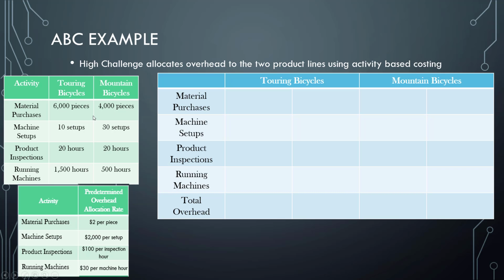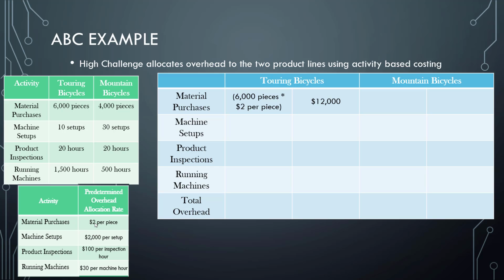So now that we have the quantity of the activity for each of our different product lines, and we have a predetermined overhead allocation rate for each of our different activities, we can just take how much of a driver each product's going to take, multiply it by that rate, and that's how much cost we're going to assign to that particular model. So for the touring bikes, material purchases, they are planning on purchasing 6,000 pieces of material, and our predetermined overhead allocation rate is $2 per piece, so 6,000 times 2 means that the touring bikes, according to our methodology, are causing us to incur $12,000 of indirect costs during the period for the activity of buying the materials they need for production.